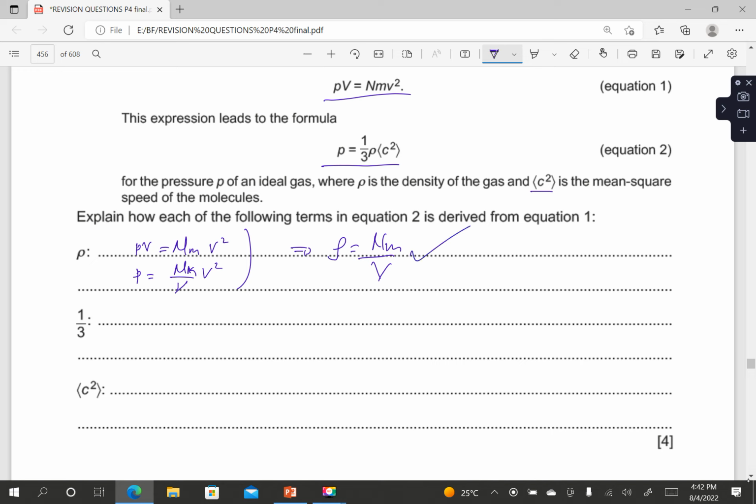Rho is Nm divided by V. Then a third. How do we come up with a third? Note that we have a large number of molecules in a gas which move not in one dimension but randomly in all dimensions, in the 3 dimensions. Since we have a cube, a square box, it means the molecules move in 3 dimensions, not in one dimension.